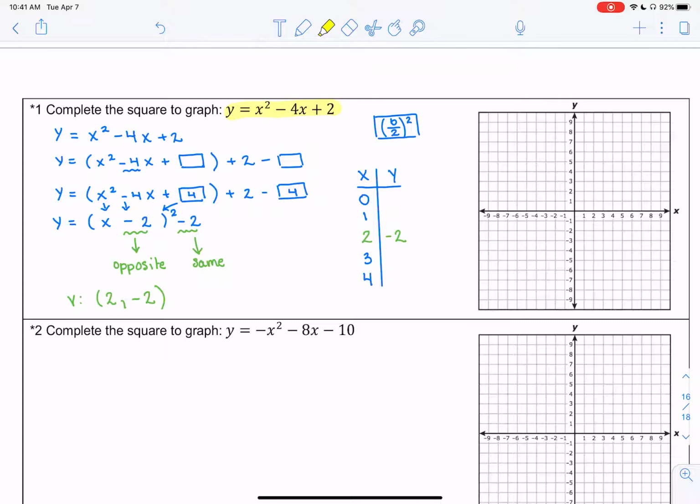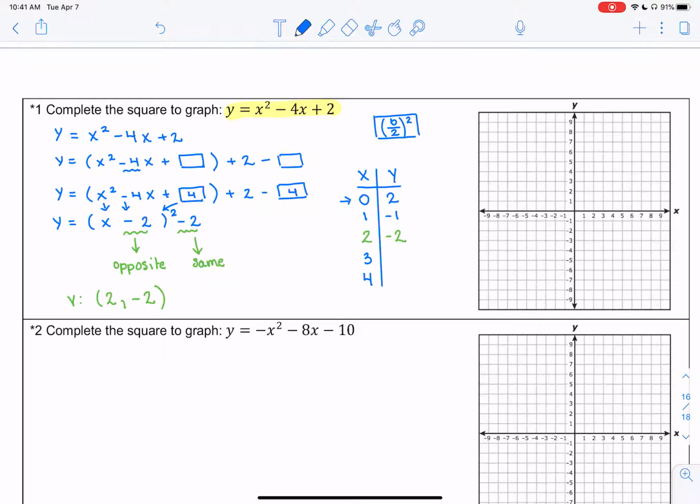That's easier usually. So I take 0 and I plug that into the original equation that's highlighted. 0 squared minus 4 times 0 plus 2. That just gives me a positive 2. I take 1 and do that same thing. 1 squared minus 4 times 1 plus 2. That gives me a negative 1.